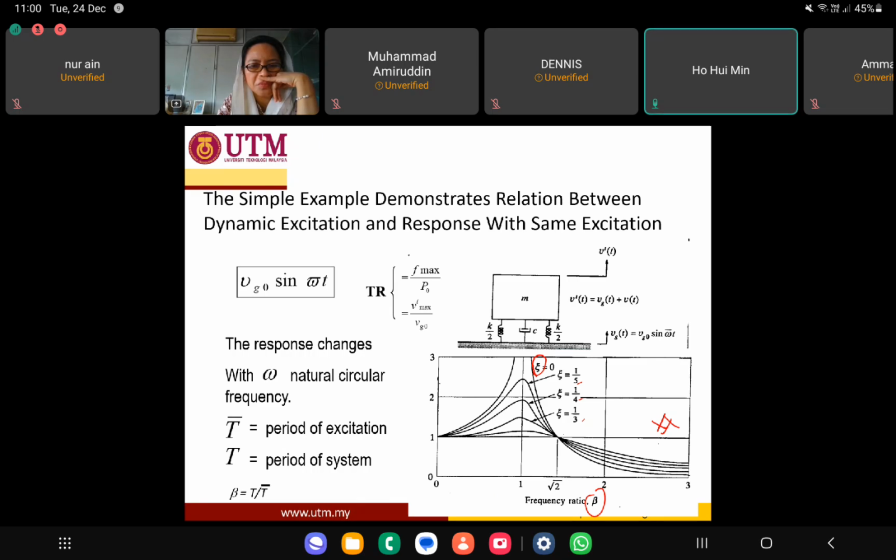I think it's at single degree of freedom. Single degree of freedom calculation. Single degree of freedom you have damping. So multi-degree of freedom, you don't have damping.